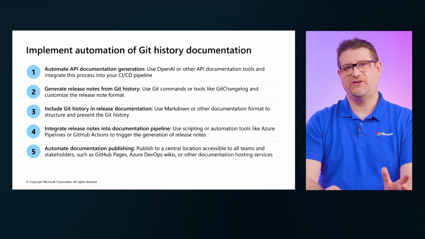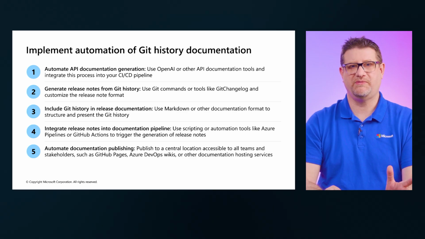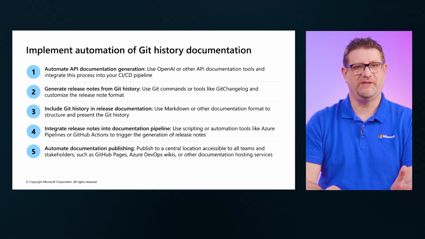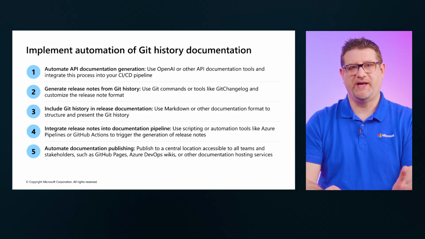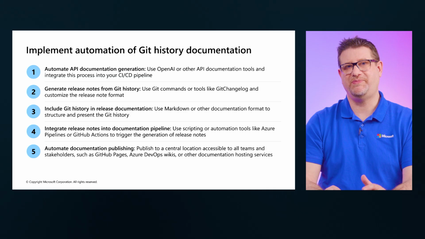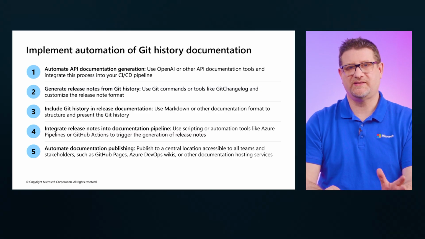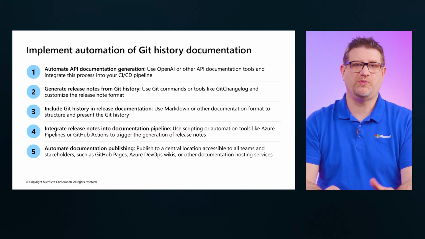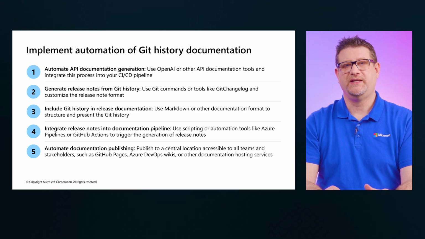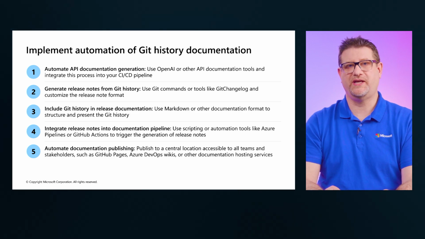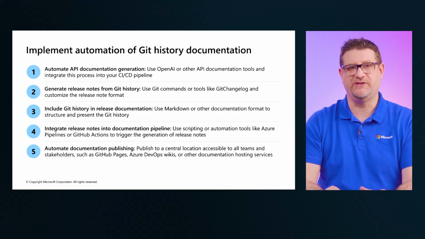Automating Git history documentation is all about making your release notes and API documentation effortless and reliable. By integrating tools like OpenAPI or other documentation generators into your CI/CD pipeline, you can automatically produce up-to-date API docs every time your code changes. This means that your team and stakeholders always have access to the latest information. It's going to be published in a central location, such as GitHub Pages or Azure DevOps wikis or other document hosting services. You can also use Git commands or specialized tools like git-changelog to generate release notes directly from your Git history. Customizing the format to suit your project's needs is really an easy thing to do.